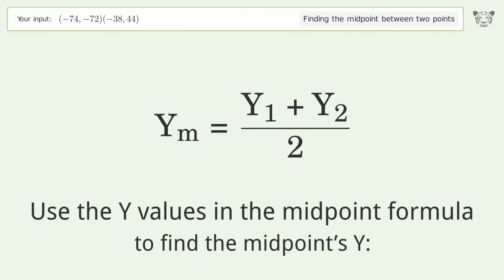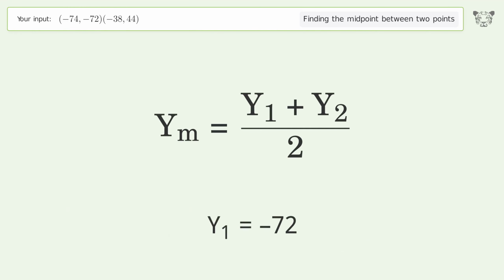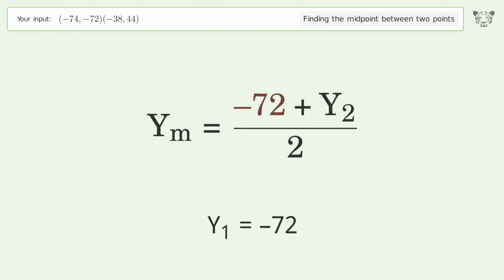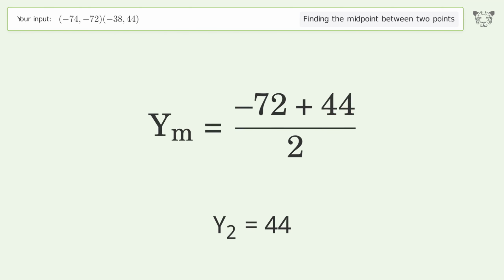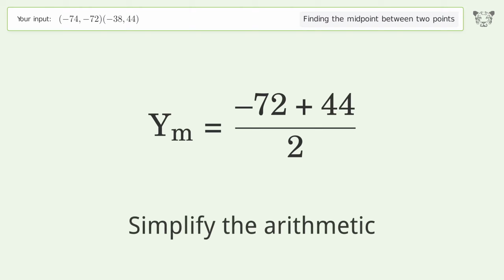Use the y values in the midpoint formula to find the midpoint's y. y1 equals -72. y2 equals 44. Simplify the arithmetic.